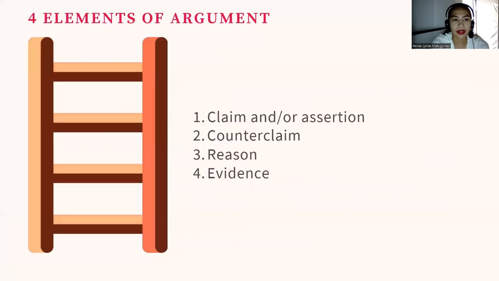So now, there are four elements of an argument. First is the claim. So it is the statement that asserts the facts, and a claim or assertion. So that asserts facts based on one's understanding of a particular topic or issue. So, for example, Martha asking her father to buy her a smartphone is an example of claim.